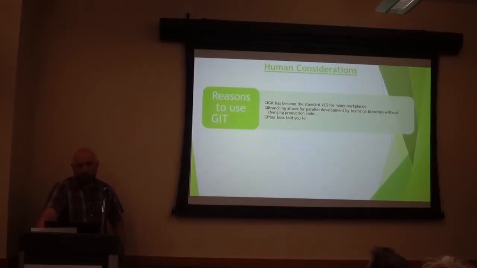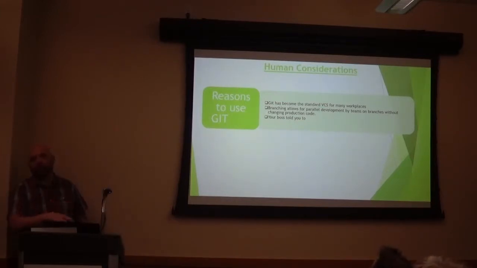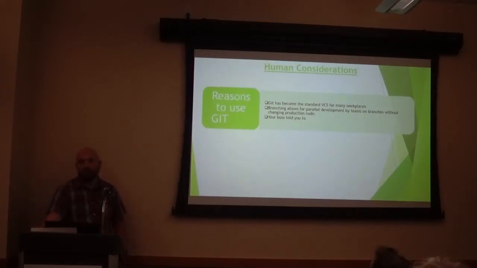Branching allows for parallel development by teams on branches without changing production code. You can run experiments off in a branch. You can say, hey, this is an idea, let's go run this experiment. You can have multiple people working on that same code base without affecting code that's, say, going into a production environment. This is especially critical when you're working in the medical device field. Philips is one of Frisch's large customers, and you do not change things in the medical device field unless you've gone through a very large book of procedures.